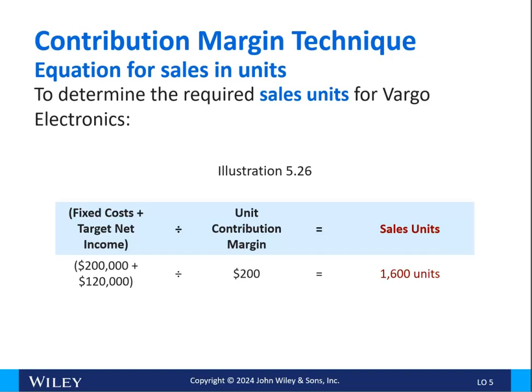To determine required sales units, we use the fixed cost plus target net income divided by the unit contribution margin. So again, same equation as we did for break even, except that our target net income is now higher than 0, where in break even it was 0. So in this case, 200,000 plus 120,000, 320,000 divided by $200 contribution margin gives us our 1,600 units.